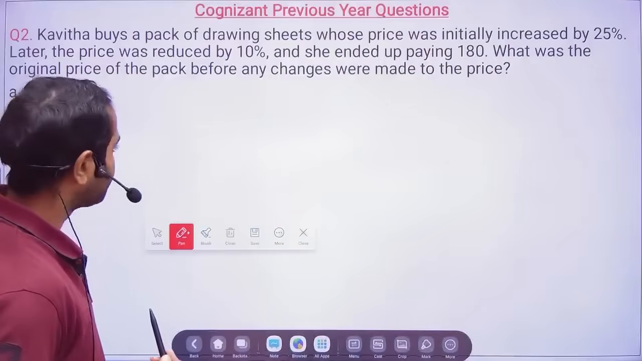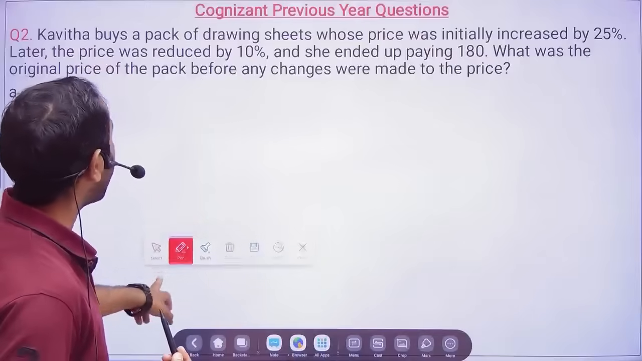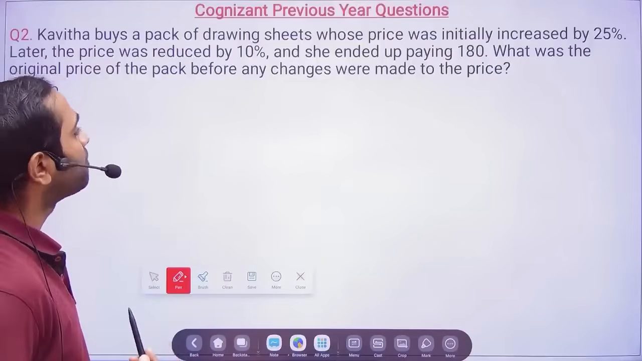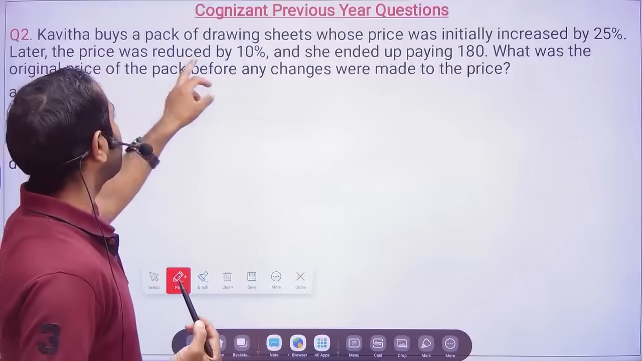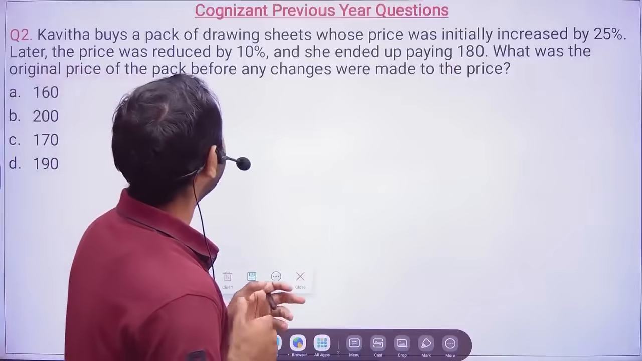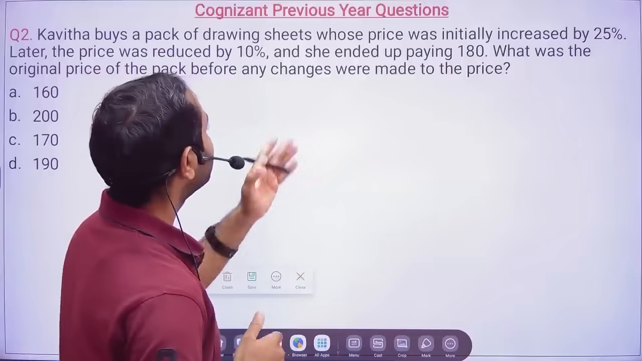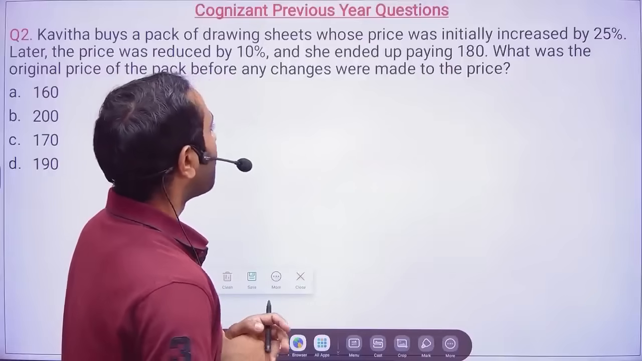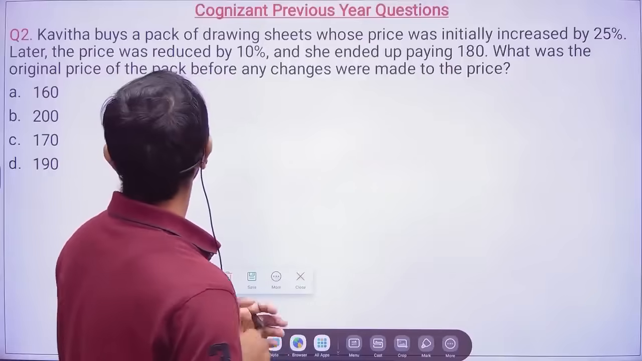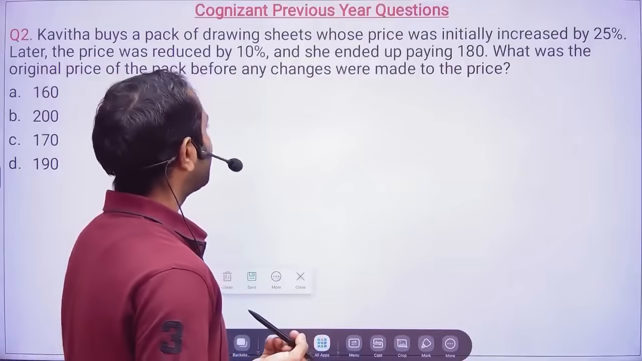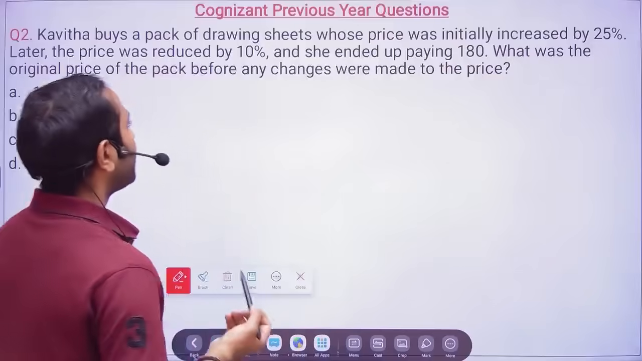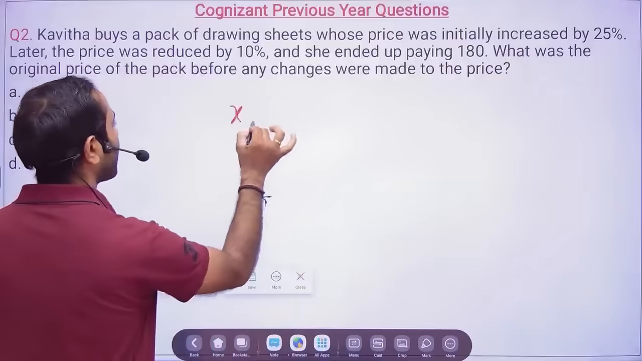Next question. Kavita buys a pack of drawing sheets whose price was initially increased by 25%. Later the price was reduced by 10% and she ended up paying 180. What was the original price of the pack before any changes were made to the price? Now suppose Kavita bought at X rupees.